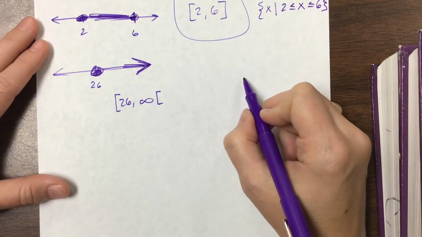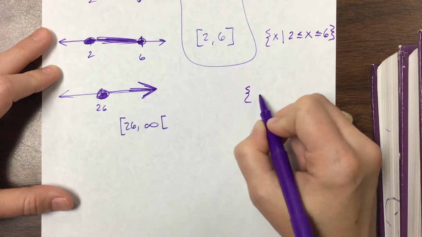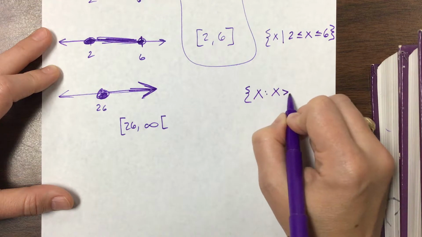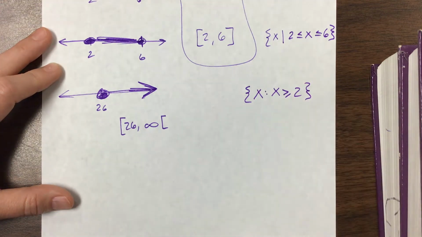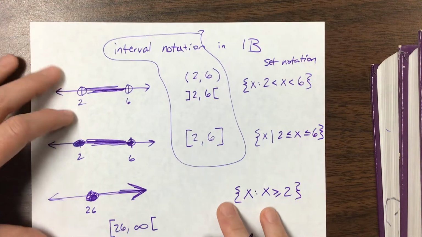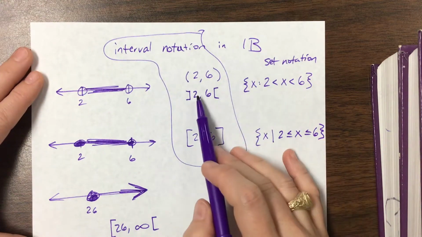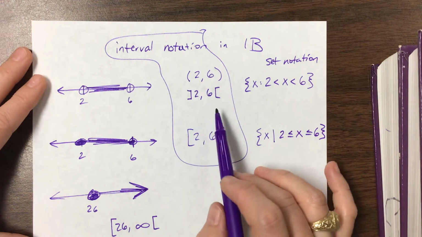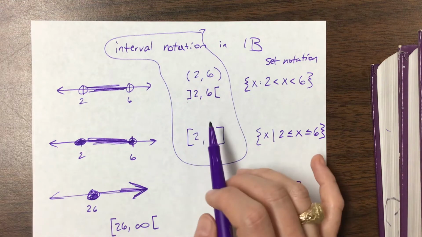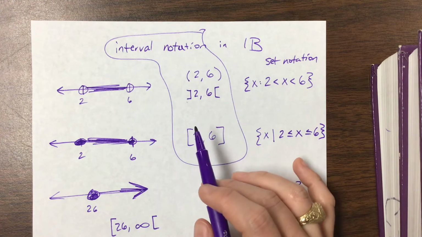Down here we would say this is the set x such that x is greater than or equal to 26. So that's looking at interval notation and set notation. Being aware, of course, what these little brackets mean. You don't have to write them. IB will know what you mean here, but you might see problems where it looks like that. So I want you to be familiar with it. All right, good luck.